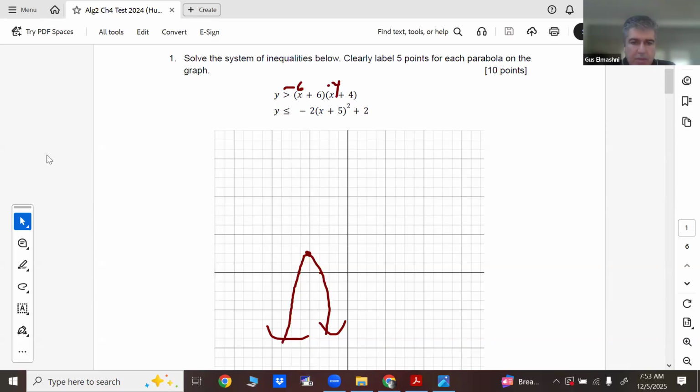So if you do that, that should be -6 and -4. And then -5 is the x-intercept. That would be -1. And it's dashed. So it looks like this. And you're gonna shade above the pink, but below the brown. So it's going to be right in between.